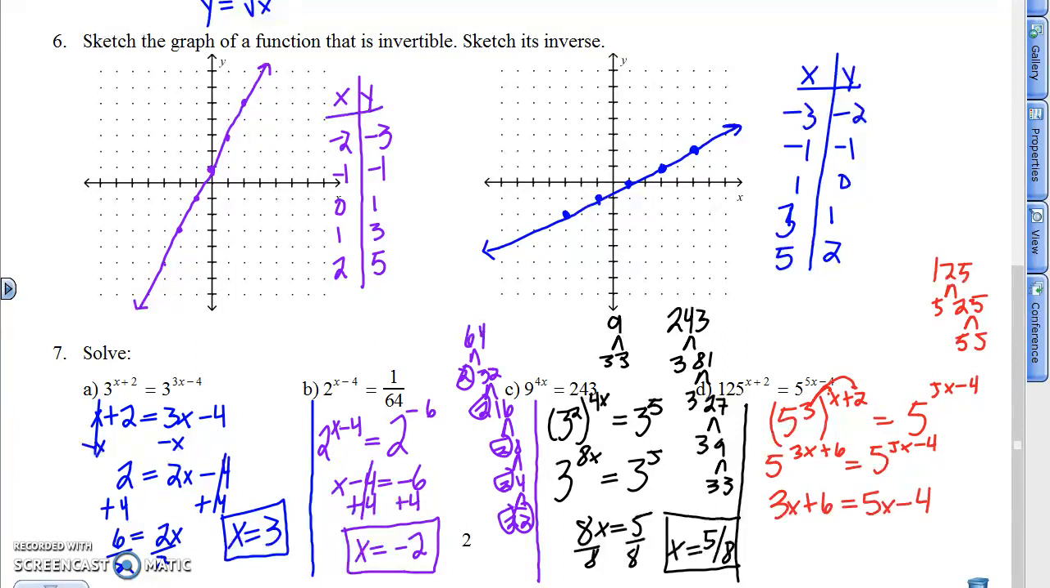I'm running a little bit out of room here, so I'm going to kind of do some combo steps. So subtract my 3x. That would eliminate there. Add 4 to both sides, that eliminates there, and I get 10 equals 2x. Divide by 2, and I would have an answer of x equals 5.